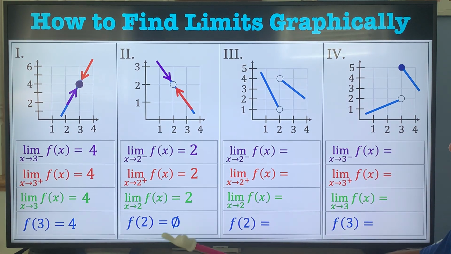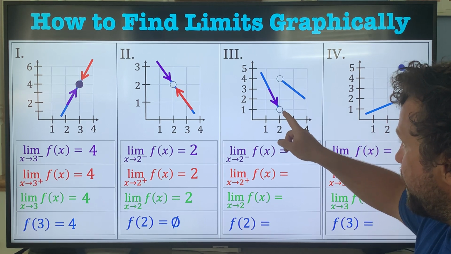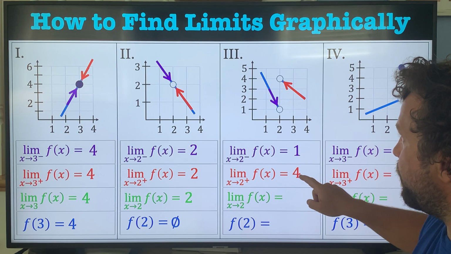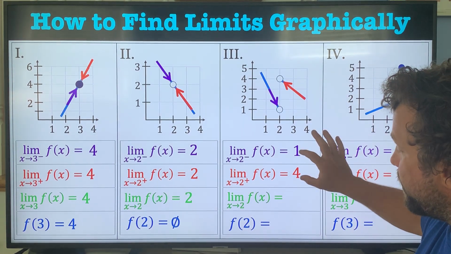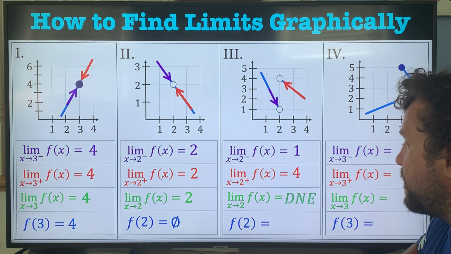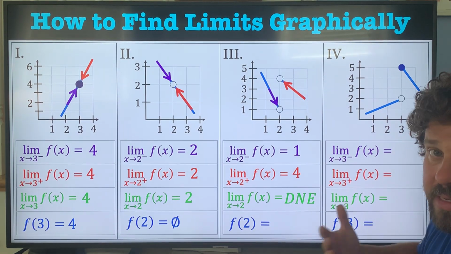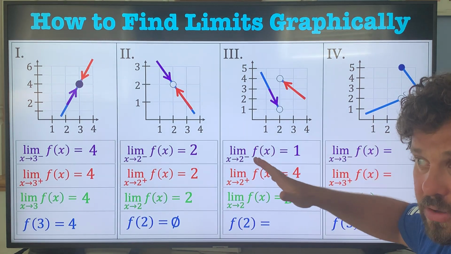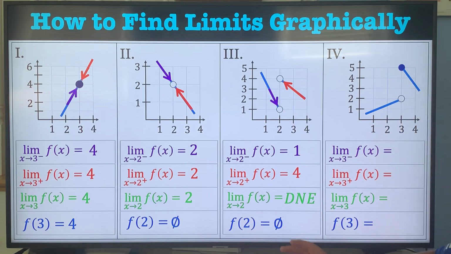All right, let's look at 3 and 4. Problem 3. As I approach 2 from the negative side, my answer is 1. As I approach 2 from the positive side, my answer is 4. Now, because these two limits are different from each side, my actual limit here is DNE, does not exist. Okay, it wouldn't be undefined, it would be does not exist. What is my actual value at 2? I look up, I don't have any filled in circles, so the answer is undefined. All right, pretty simple, right?